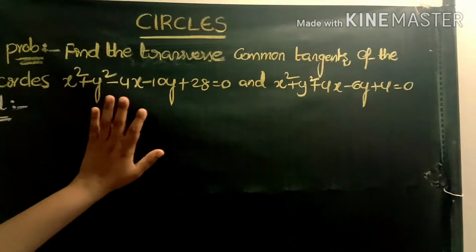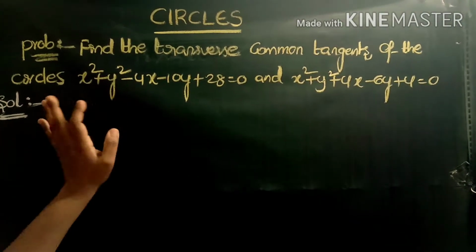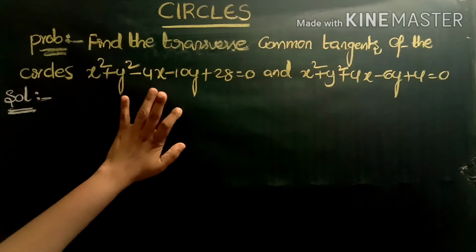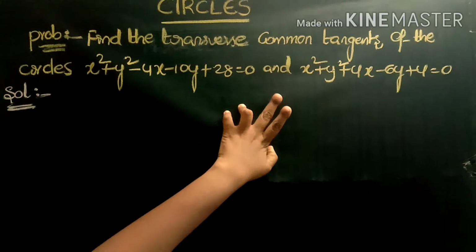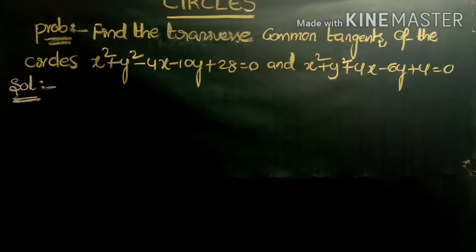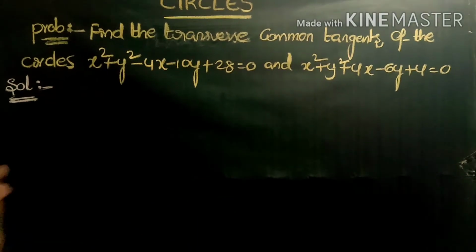First problem. Find the transverse common tangents of the circles x² + y² − 4x − 10y + 28 = 0 and x² + y² + 4x − 6y + 4 = 0. Find the transverse common tangents.